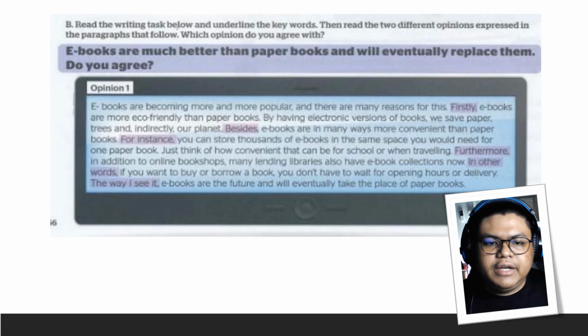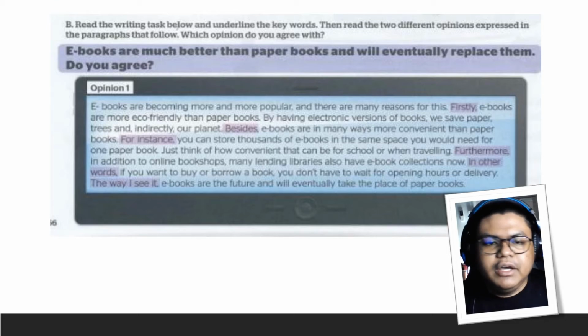So at the end of this, you are encouraged to think about whether you choose to use ebooks or are you against ebooks. The topic is: ebooks are much better than paper books and will eventually replace them. Do you agree? So that is the topic. Adakah anda bersetuju ebooks adalah lebih baik dari buku biasa dan di penghujungnya akan menggantikan buku biasa? Kalau setuju, bagi tahu setujulah.